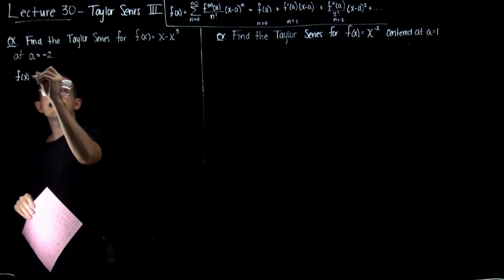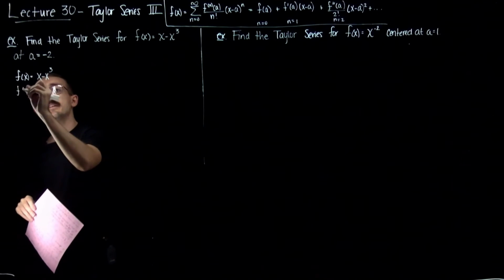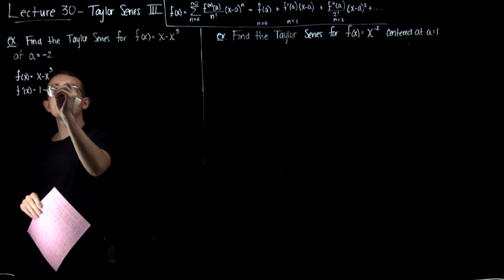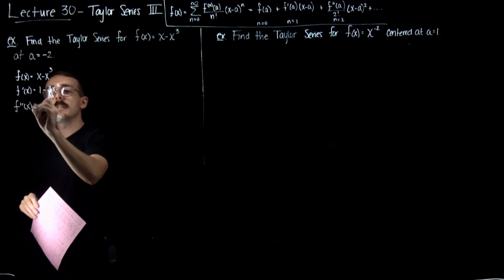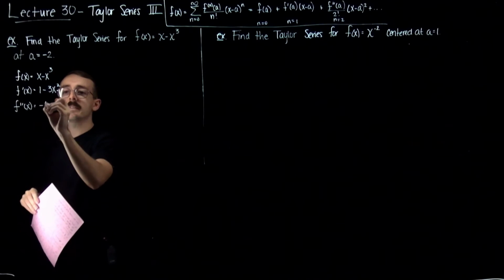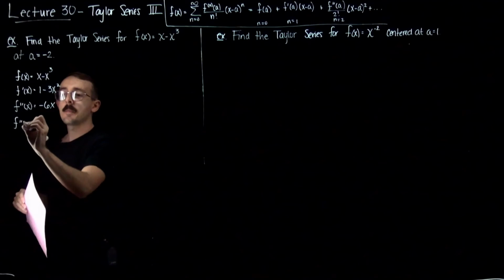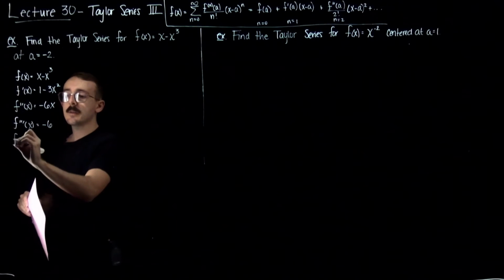I know that the original function is x minus x cubed. And I'm going to begin by taking many derivatives. So the first derivative is 1 minus 2x squared. The second derivative is going to be -6x. The third derivative is going to be -6. And then here's what I was talking about.